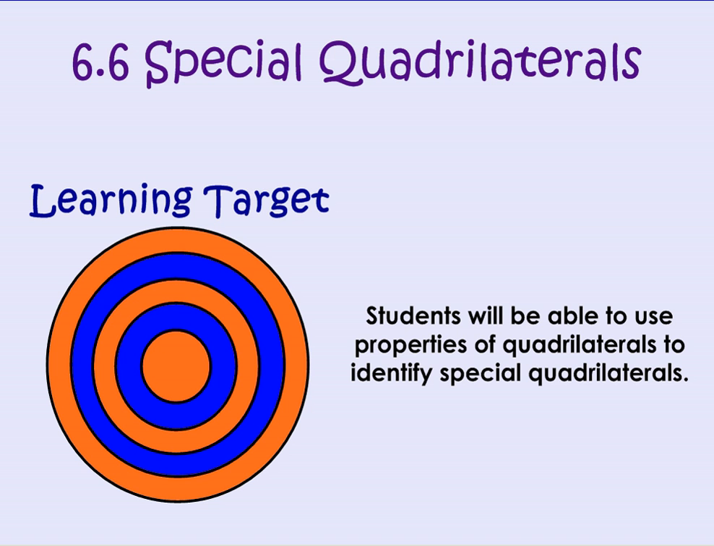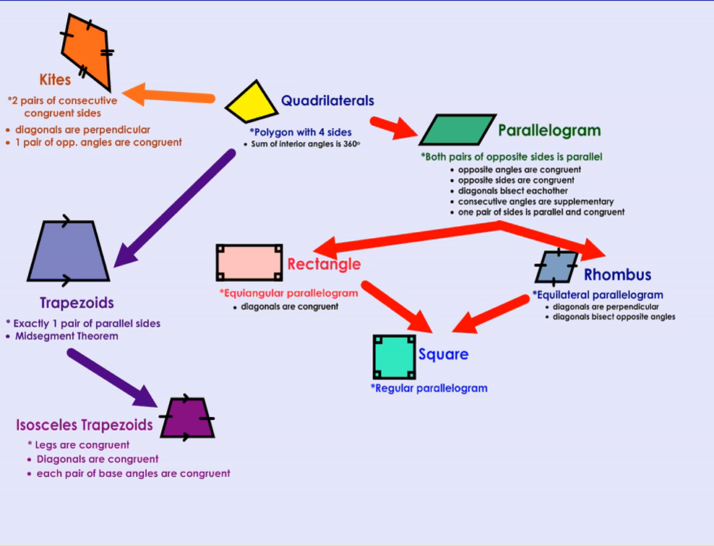6.6 Special Quadrilaterals. By the end of this lesson, you should be able to understand how you can use properties of quadrilaterals to identify special quadrilaterals. Taking a look at this next screen, we see our entire family tree of quadrilaterals that we learned about. We spent the first part of this chapter talking about parallelograms and special types of parallelograms like rectangles, rhombuses, and squares, and all their properties. Then this past weekend, we talked about kites and trapezoids.